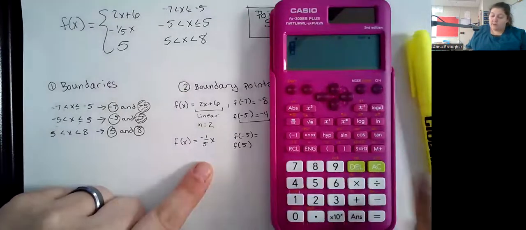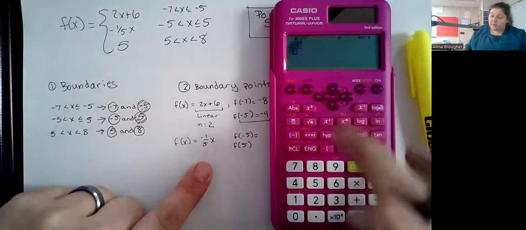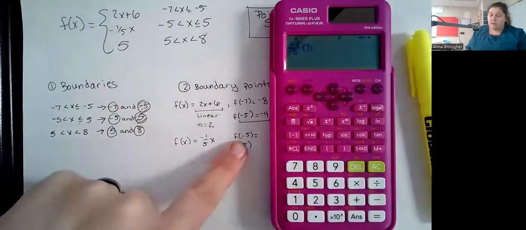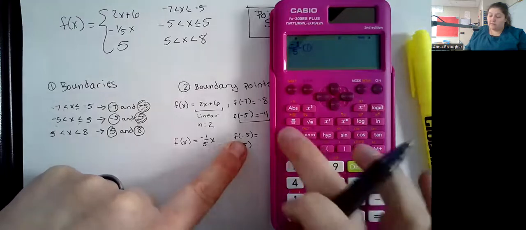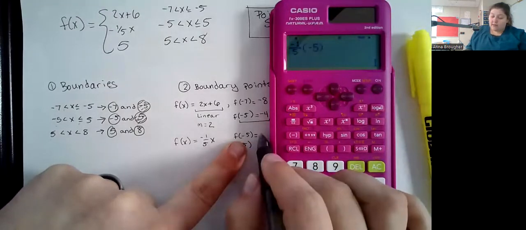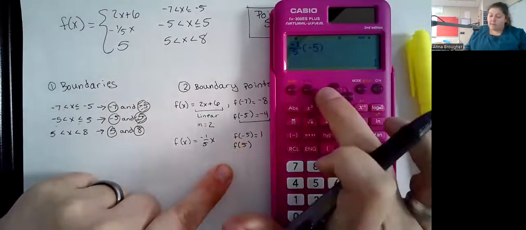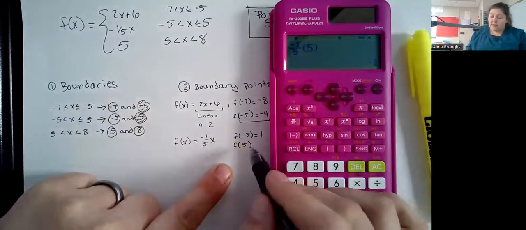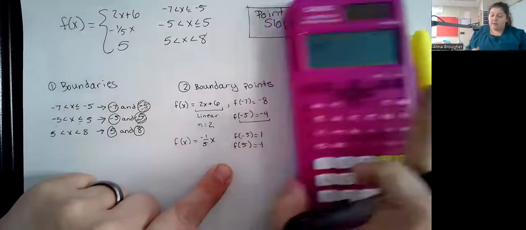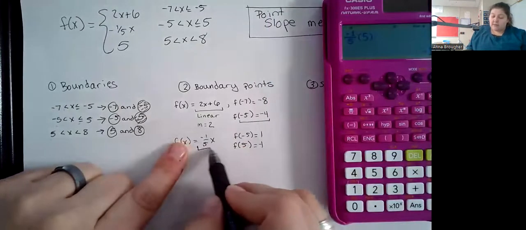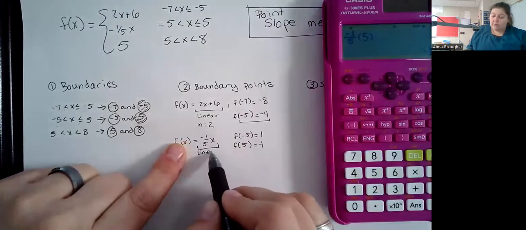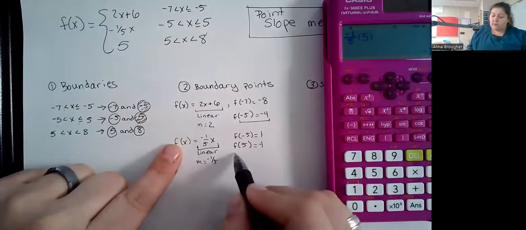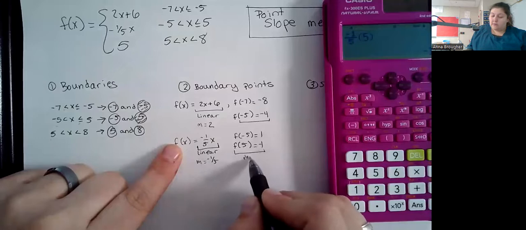Setting up my calculator, (1/5) parenthesis for x. First one, -5 goes in. I get 1. Replace -5 with +5. I get -1. This is linear, so I can use point slope. Here's my slope. Here's a point.